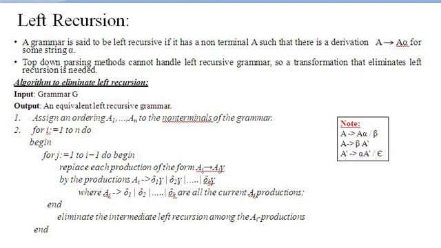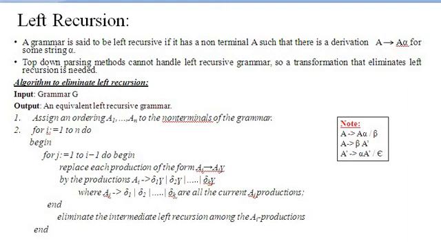A grammar is said to be left recursive if it has a non-terminal A such that there is a derivation A gives A alpha for some string alpha. It means you have a production whose right-hand side starts with the same non-terminal as the left-hand side, A gives A alpha. Top-down parsing methods cannot handle left recursive grammar, so a transformation that eliminates the left recursion is needed.